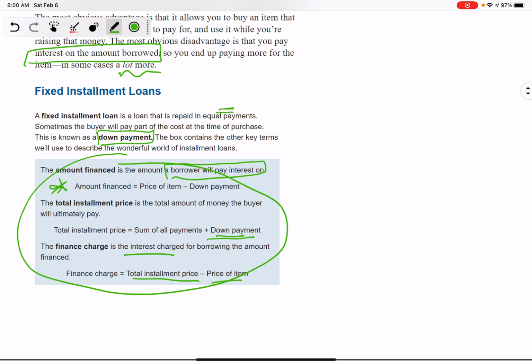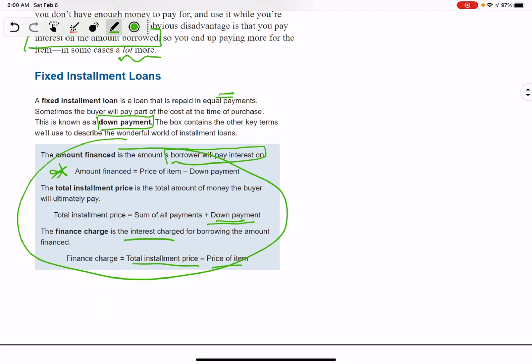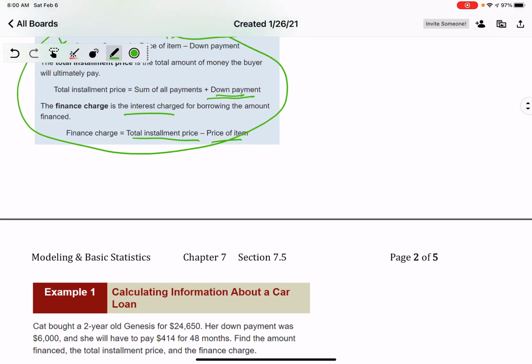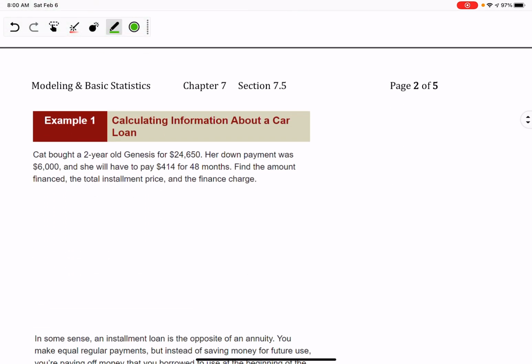So different situations will raise different ways that we can solve these. Let's just go ahead and look at the basic way when we are calculating information about a car loan. We will use some of these formulas that we just saw, so we'll have to go back and forth to make sure we're using them properly. All right, Kat bought a 2-year-old Genesis for $24,650. Her down payment was $6,000, and she will have to pay $414 for 48 months. Find the amount financed, the total installment price, and the finance charge.